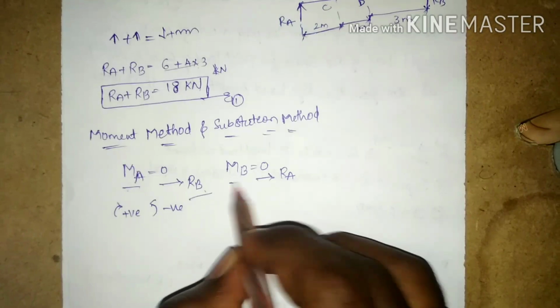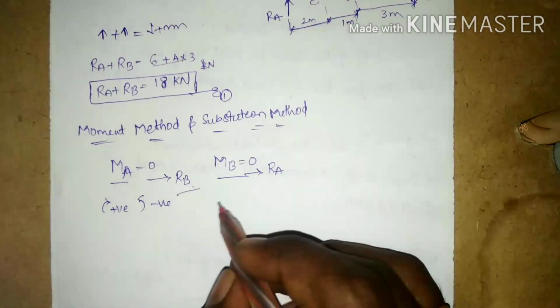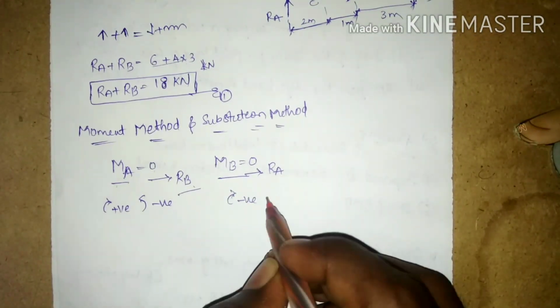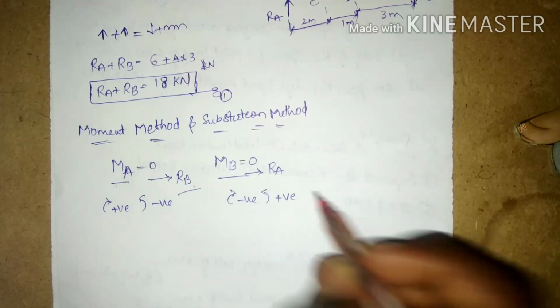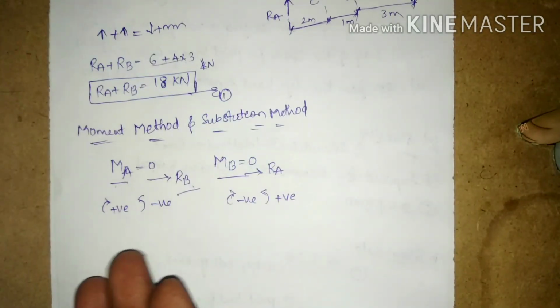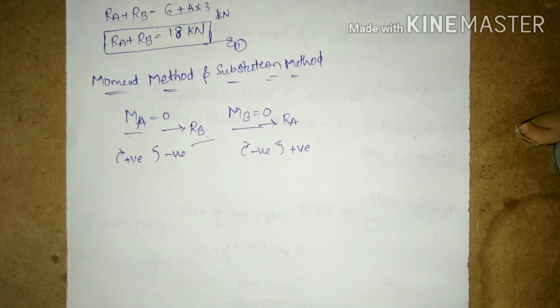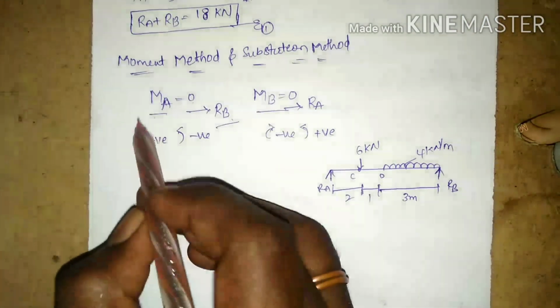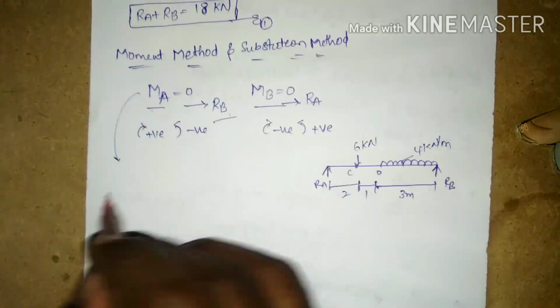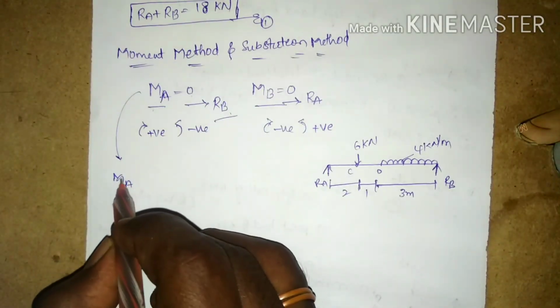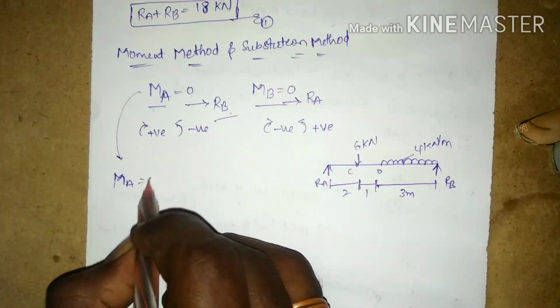If I want to take the moments about B, clockwise as negative, anti-clockwise as positive, just a reverse of this first convention. Here we have a diagram where I am taking the moment about A, equating the moments about A equal to 0.